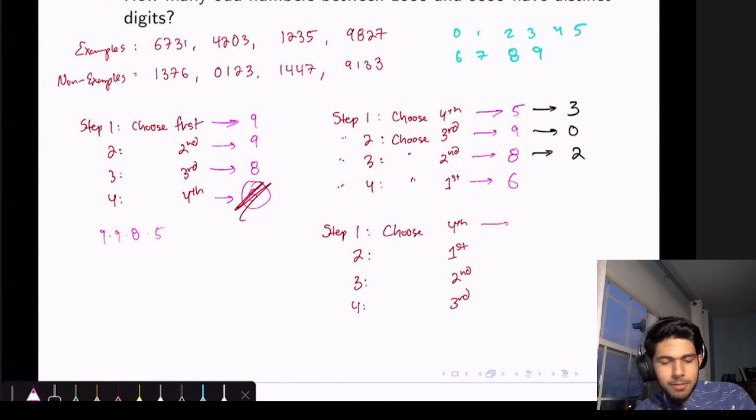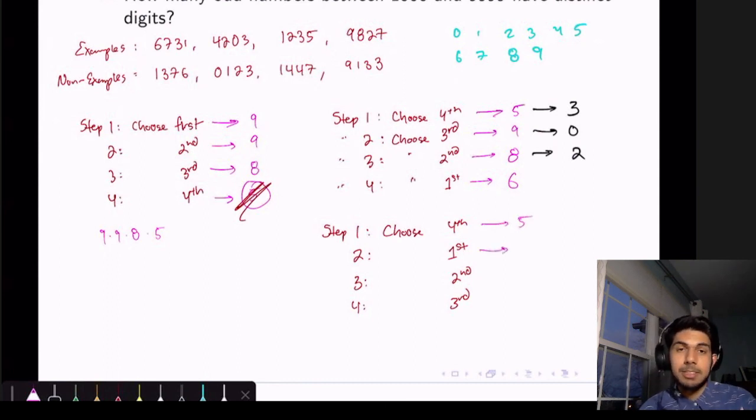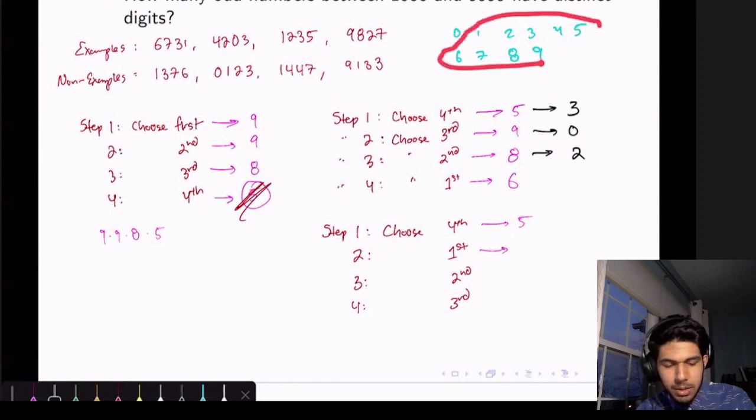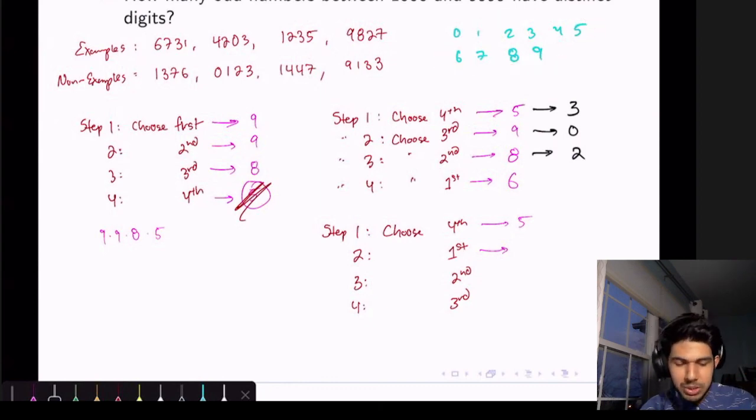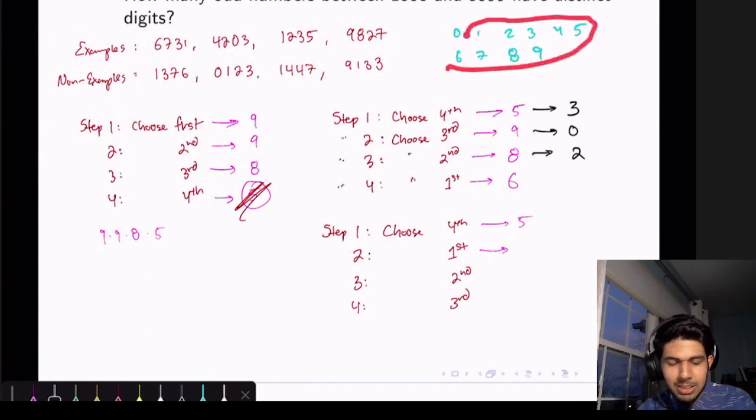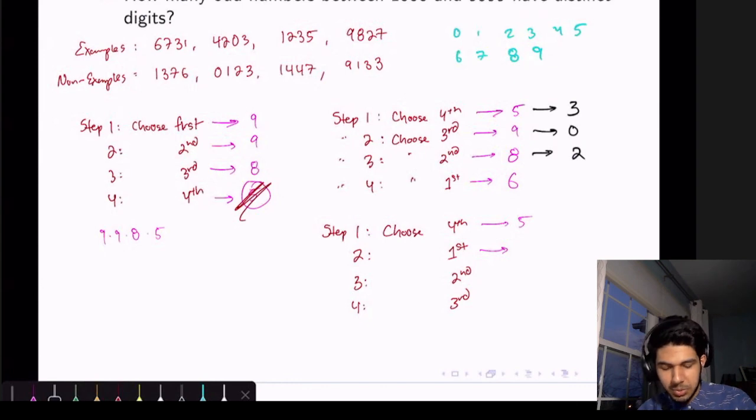Choosing the fourth, there's 5 ways to do that because there's 5 odd digits. Choosing the first, well, we have 9 to choose from here, and now we subtract 1 because we know that one of these digits was previously used in the fourth position. So we have to subtract 1. So there's 8 options here.